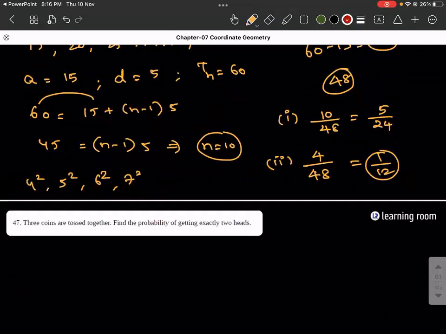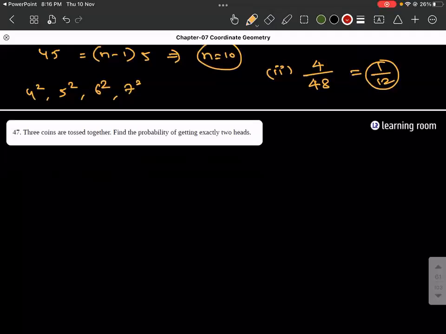Now, see, 3 coins are tossed together. Find the probability of getting exactly 2 heads. So how to write the sample space for this? When 3 coins are tossed, I'll tell you a technique, listen to this. Each coin has 2 outputs to the power of total number of coins. That is going to be 8. Right? So 8 outputs are possible.